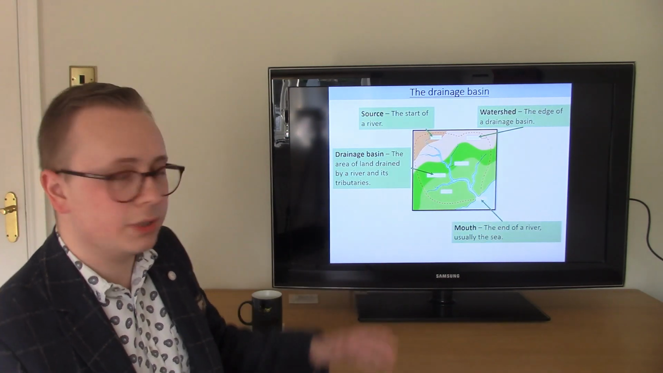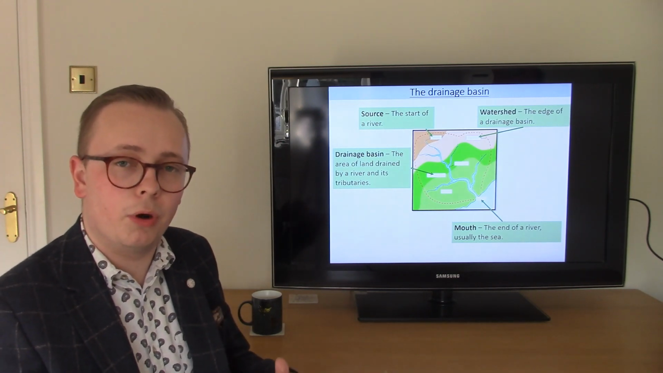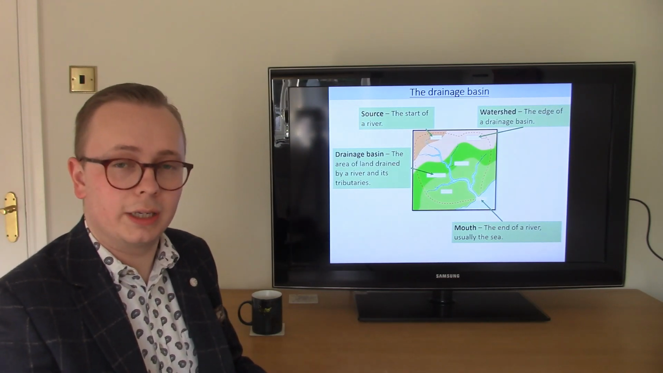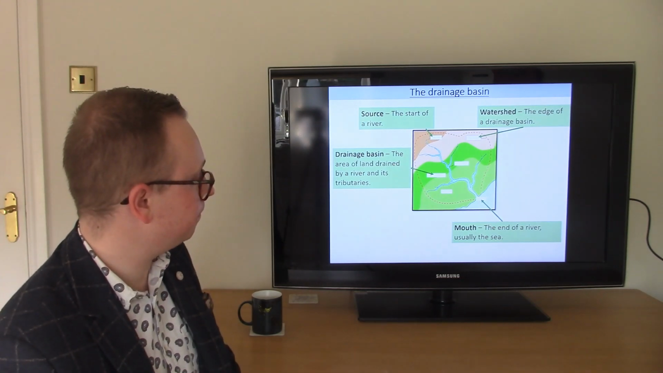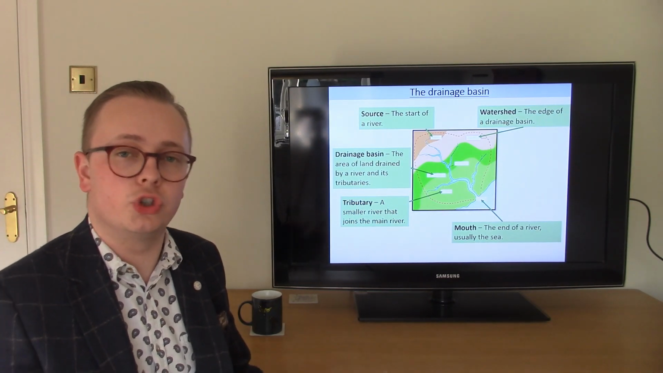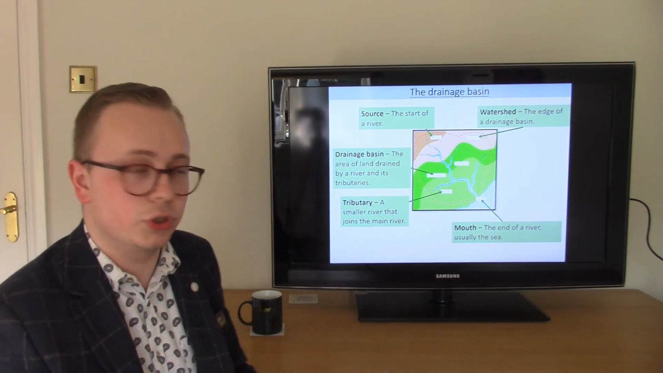Two other key concepts then, the source and the mouth, the source being the start of a river and the mouth the point at the end of the river, either where it meets the sea or a lake, but most commonly where it reaches the sea. A tributary is a name given to a smaller river that joins a main river. This is what increases the flow in rivers as more tributaries are added.